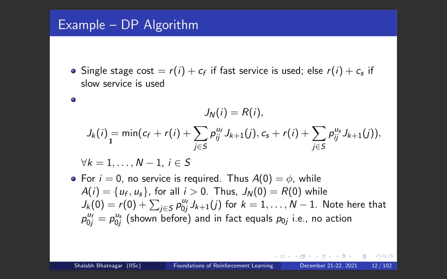Once you have decided what it is, then you know what Jn-1 of I would be. Then you go one step back to find Jn-2 of I, wherein Jn-1 would then be used here instead of Jk plus 1, because k plus 1 would then be n-1, because k is n-2 then. And if you go recursively backwards, essentially you can find this entire sequence of functions, Jn, Jn-1, Jn-2, all the way up to J0. And this is what it is.